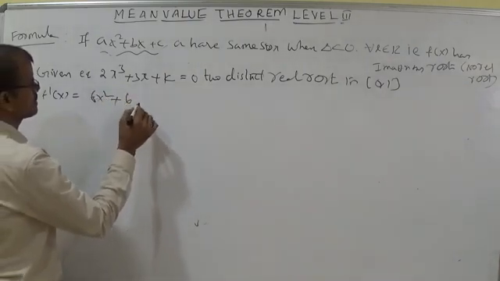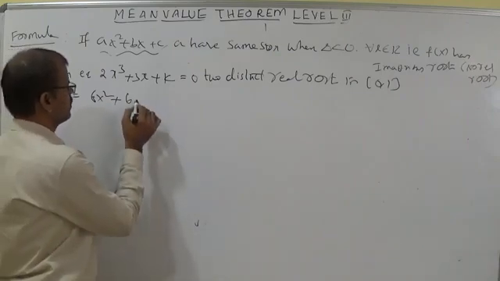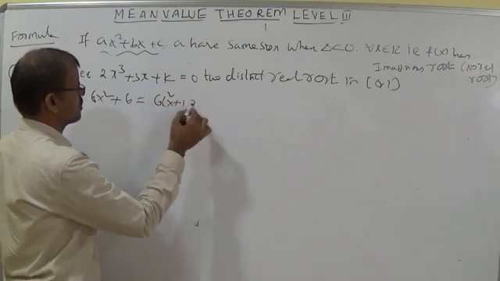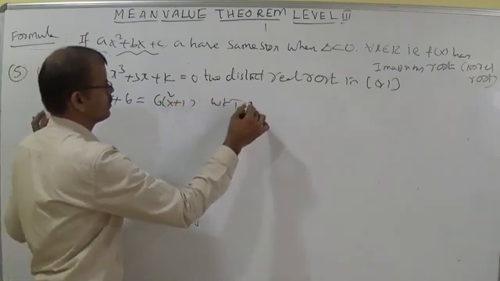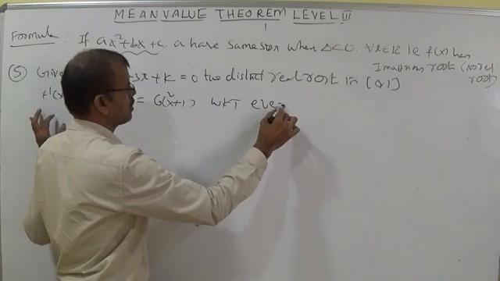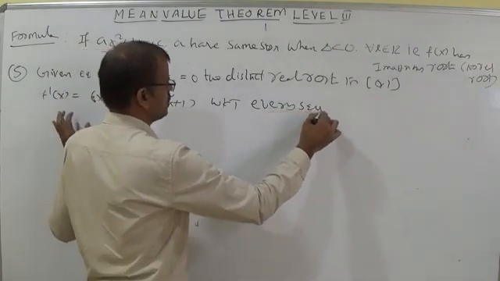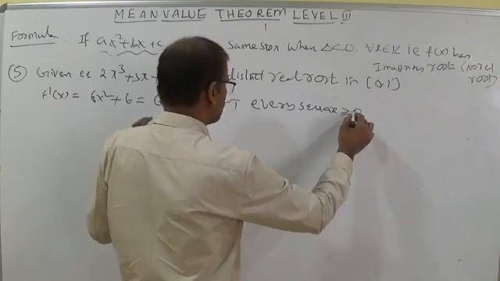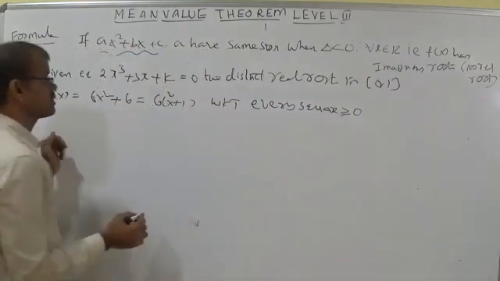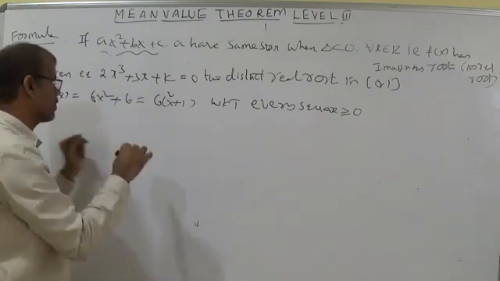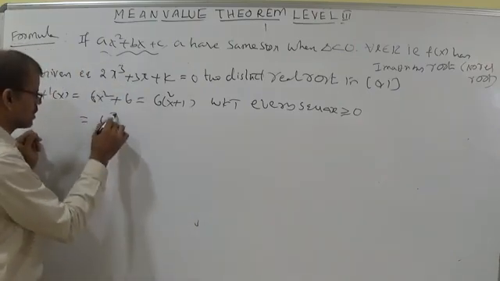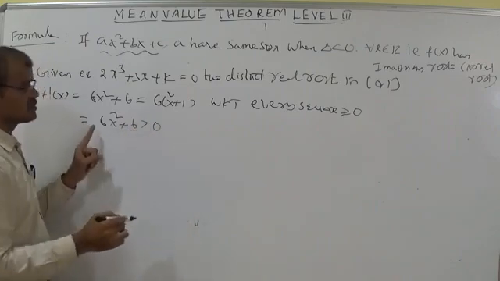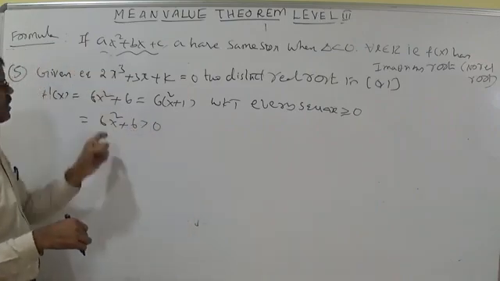6x square plus 6, that's all. Whenever you take common 6 out, it becomes x square plus 1. We know that every square is greater than or equal to 0, so x square plus 1 is positive. So you can say that 6x square plus 6 is greater than 0. Here I am discussing this formula.